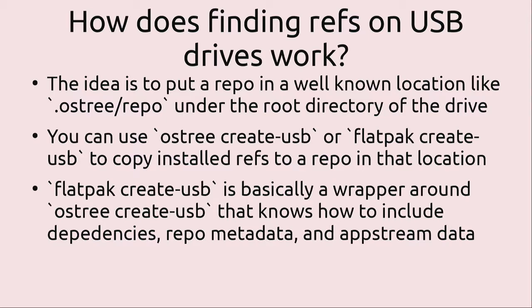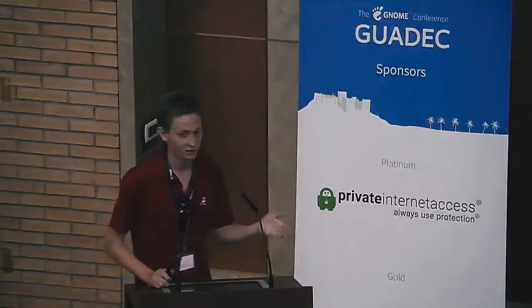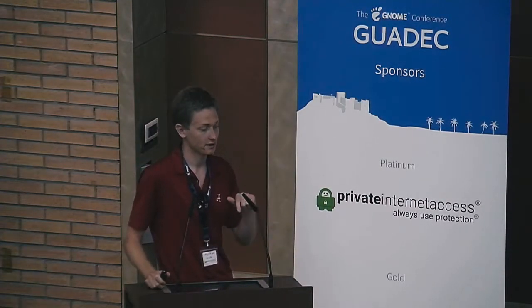And so how do you get your apps and runtimes into that repo? For OSTree refs, you can use the OSTree create USB command, and for Flatpaks, you can use the Flatpak create USB command, except you can't because it hasn't been merged yet, but after it has, you'll be able to. The difference is just that Flatpak knows how to also include the runtimes and apps and metadata, things like that.